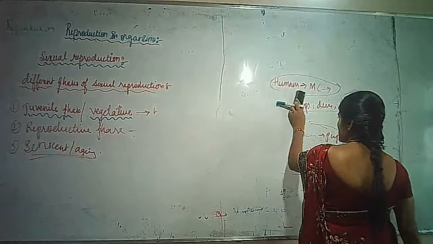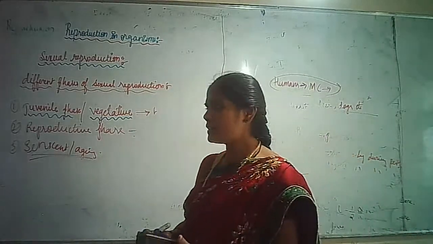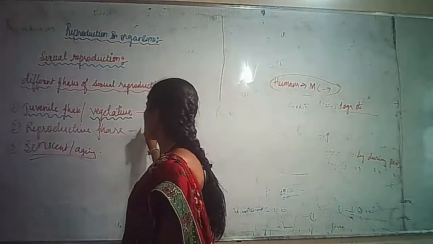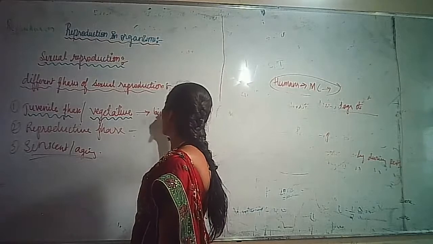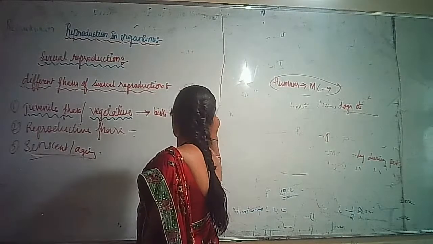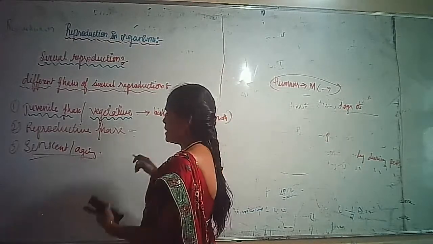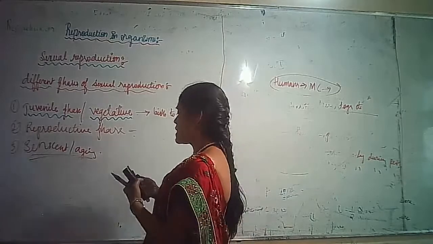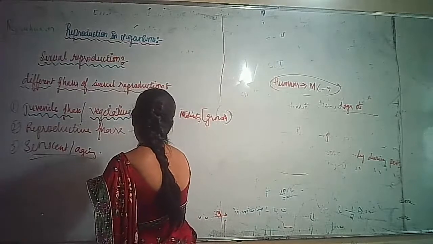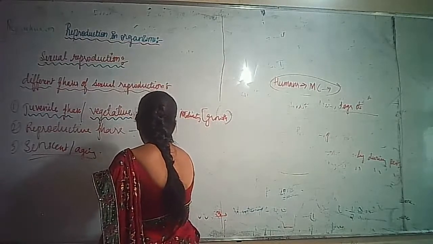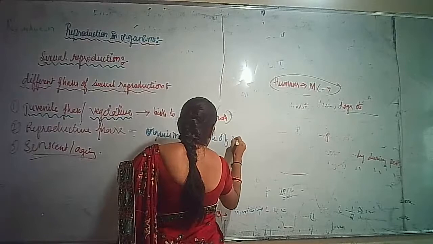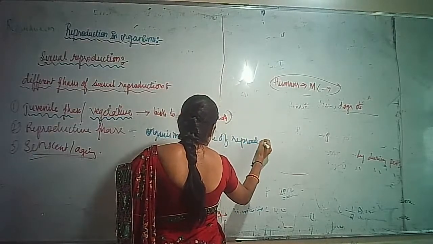Now, let us talk about the senescent phase. Before I begin, let me tell you one thing. From birth to maturity is the growth period, that is the juvenile phase in animals and the vegetative phase in plants. What about the reproductive phase? It is where the organism is capable of reproducing.